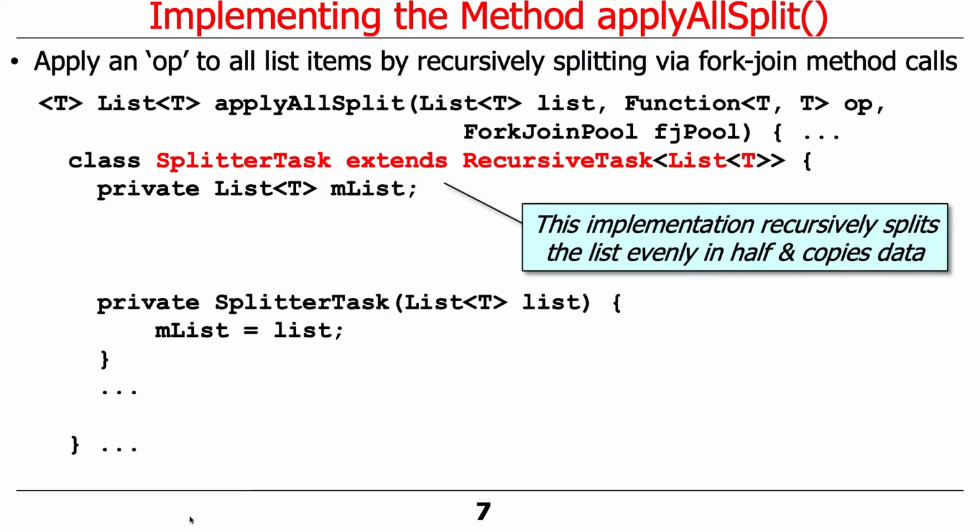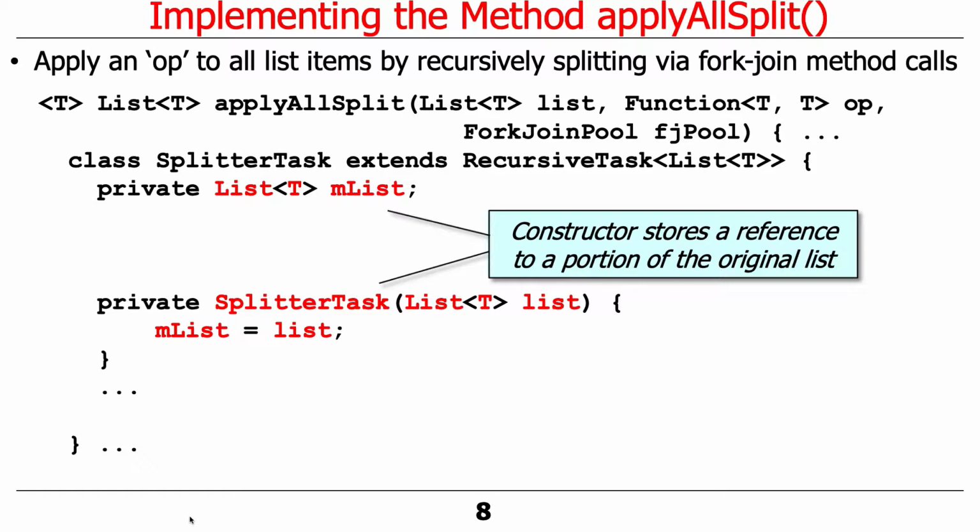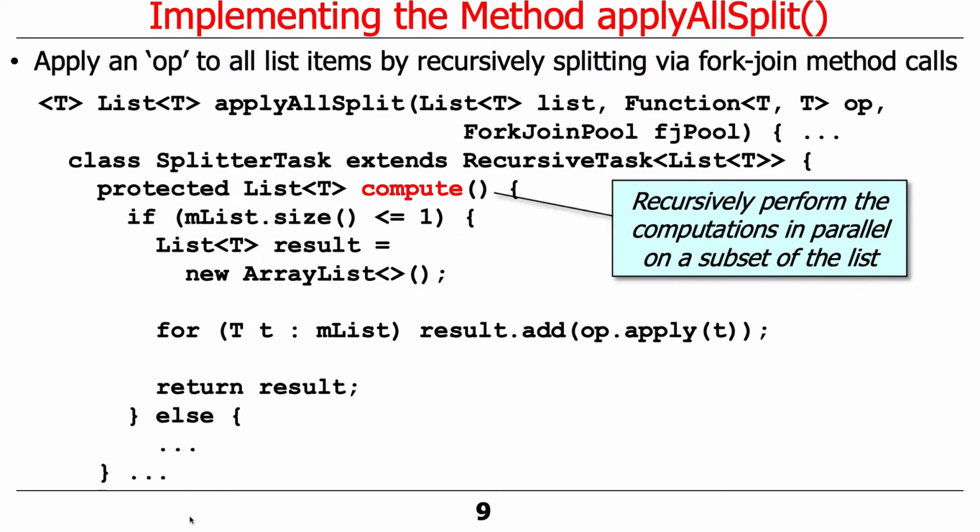We'll take a look at this in a couple of different pieces. This implementation of SplitterTask is going to recursively split the list evenly in half, and then it'll also do some data copying. That's the downside with this approach, but it's very canonical, as I said before. Each instance of SplitterTask is going to have a list field, and the constructor will simply take a reference to the original list and stash it away in this field. As we split this thing up recursively, this will be pointing to different parts of the list, different copies of the list, over time.